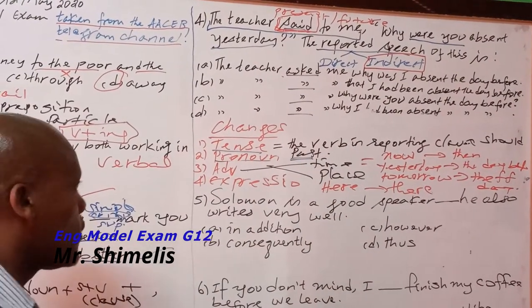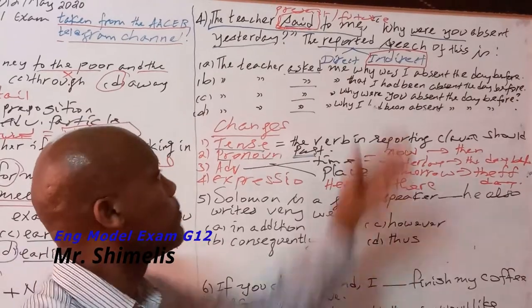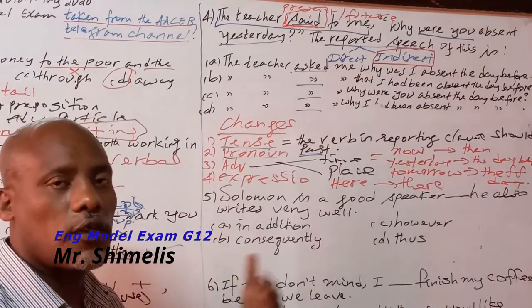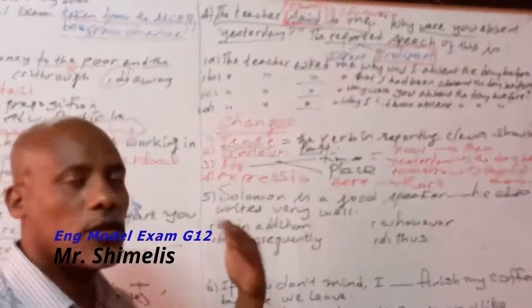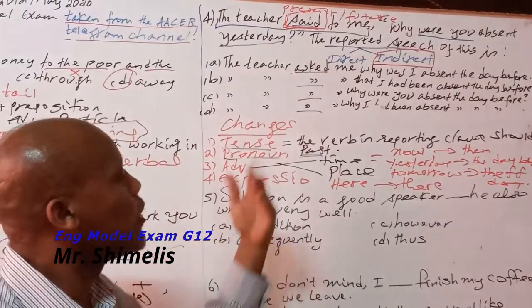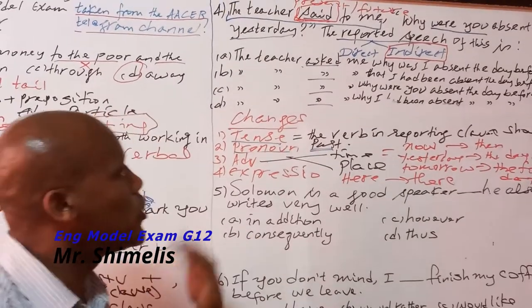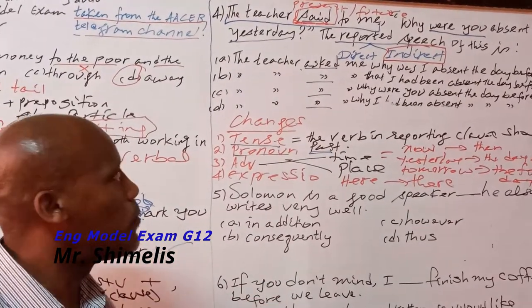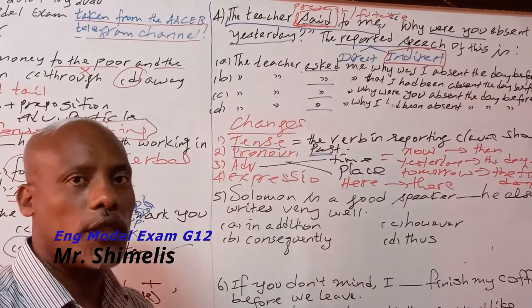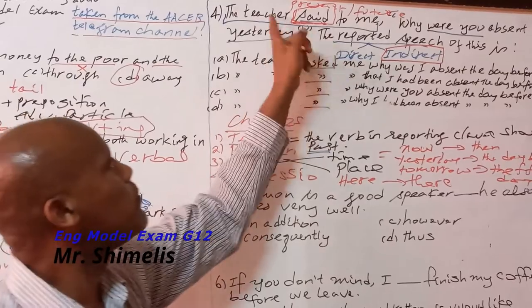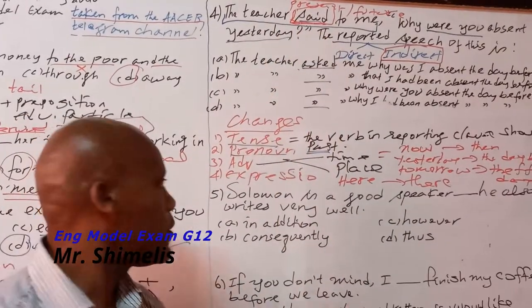What does tense change mean? If the speaker's word is stated in present form, in simple present form, when we report, we have to take it one step back and change it to simple past. When the speaker's word is in present continuous tense, we change it to past continuous tense when we report. So always take the speaker's word in tense one step back, if the verb in the reporting clause is past tense, when we report.